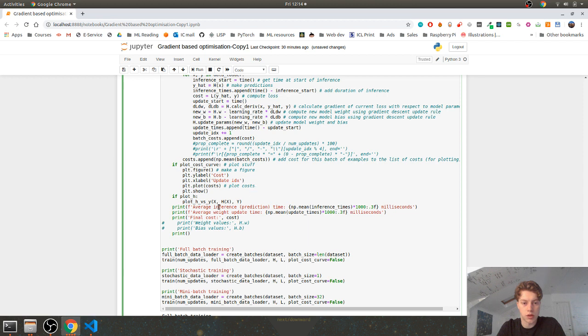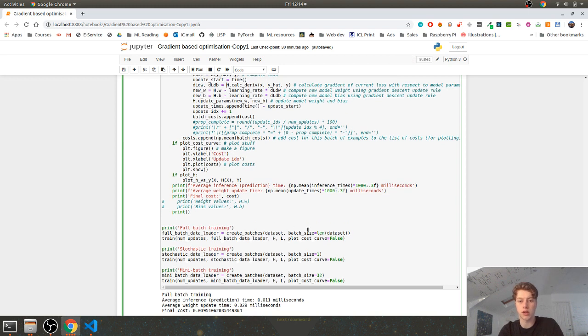We're just going to compute the inference time and the weight update time. I'm going to do that for 3 different batch sizes. So one is full batch training, where the batch size is the length of the whole data set, so we just have one batch in the data set.